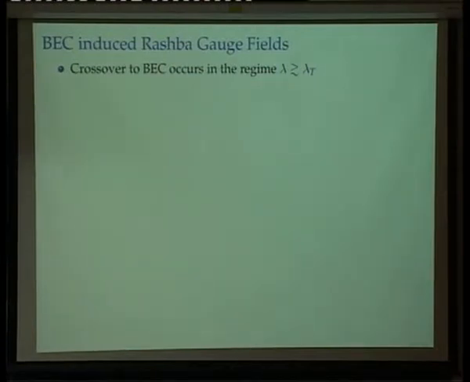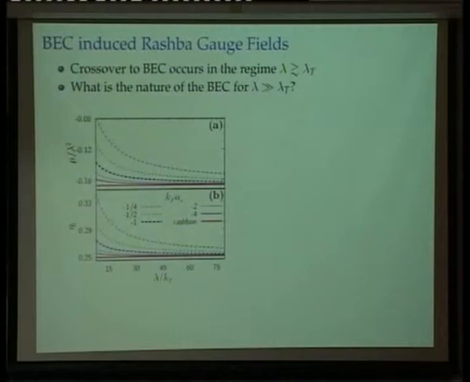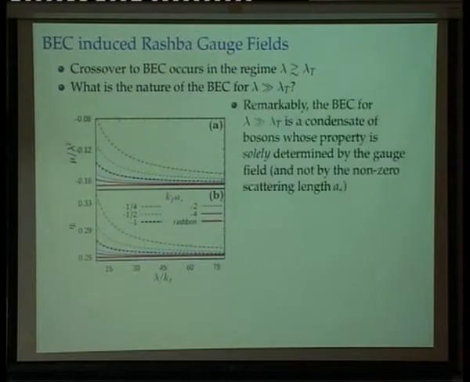So the crossover occurs in this regime. What is the nature of this BEC? I've got a BEC at large lambda. What kind of BEC is that? Now you see something very interesting: whatever scattering length you start off with, the chemical potential and the triplet content all go to the same value, irrespective of what the scattering length is.